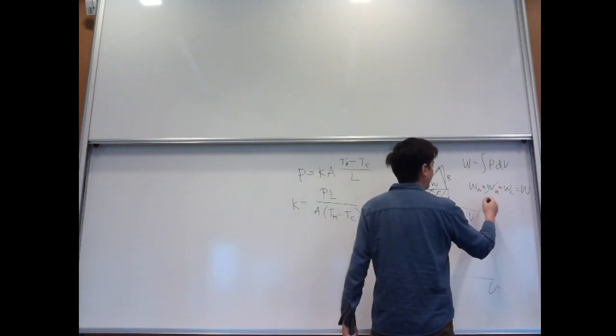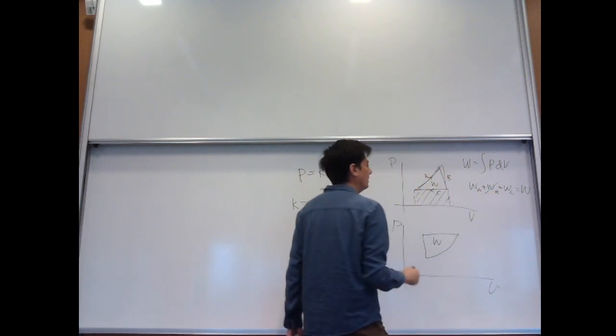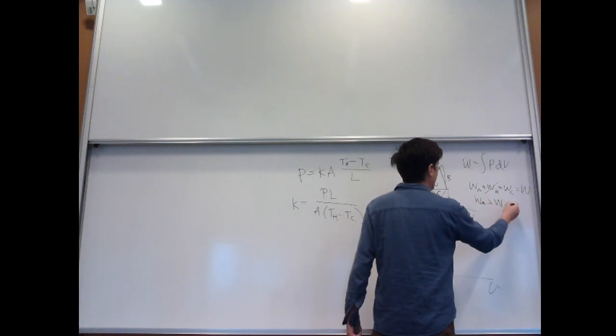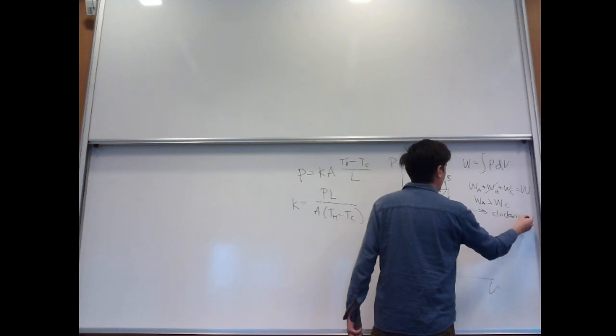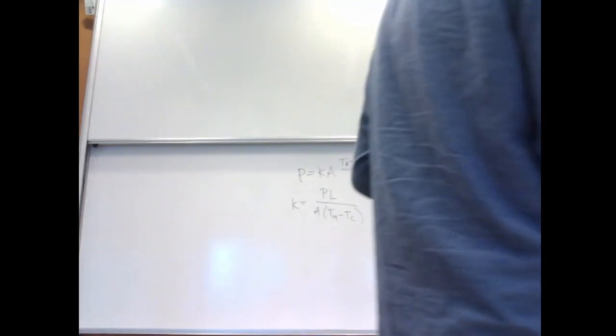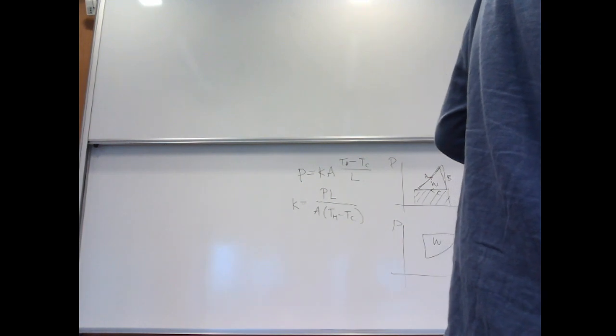So if you want to make the work positive, then of course we need work A to be greater than work C. So we need this one to be clockwise. In fact, it's always clockwise. If you see any loop, and you want the work to be positive, it should always be clockwise. And so, what was the question? For each cycle, yeah.